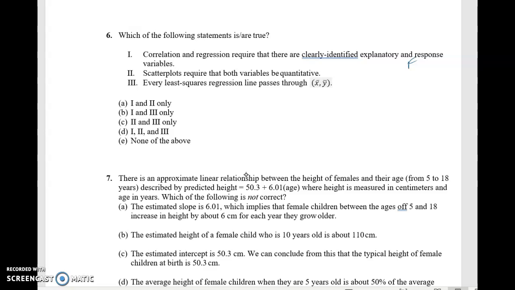Scatter plots require that both variables be quantitative. That is true. You cannot graph a qualitative or categorical variable in a scatter plot. And every least squares regression line passes through x bar, y bar, the average values. That is true. Okay. So 2 and 3 are true.